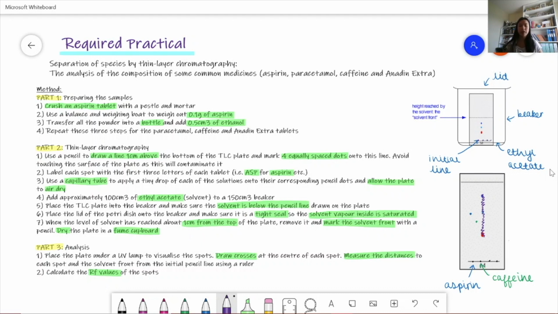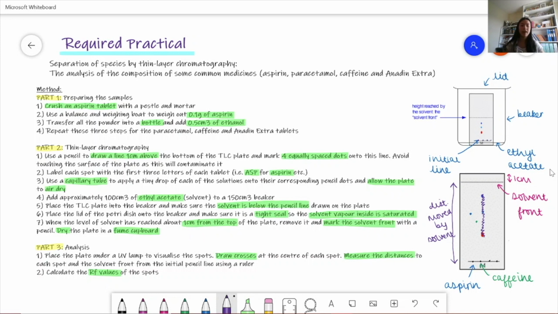And so what we would do is that here we have our solvent front. So that's how far the solvent has moved, and this should be about 1 centimetre from the top. And so what we do is we measure the distance from this solvent front to the initial line. So this is the distance moved by the solvent. So this will always be the bottom of the fraction to work out the RF value.